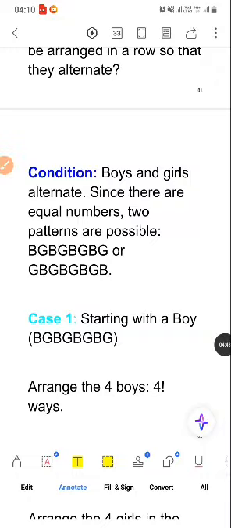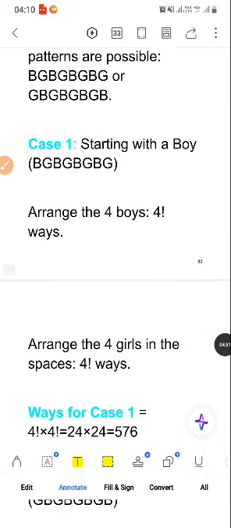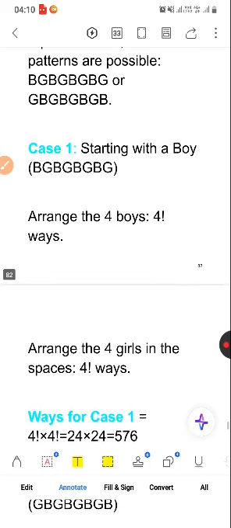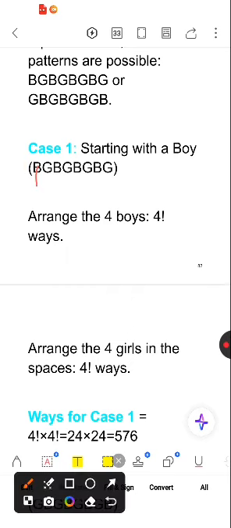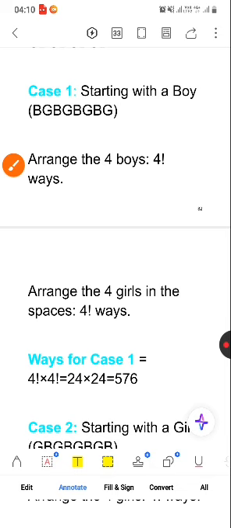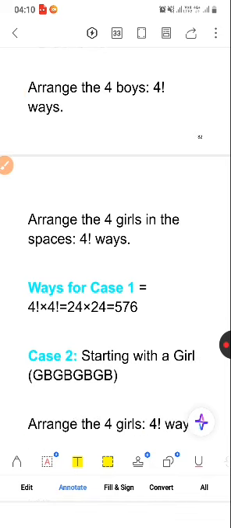Case 1, starting with a boy. If you start with a boy, there are 4 possible spaces that will be left. There's a boy here, and then a girl must come, a girl and then a boy. You take 4 factorial of the boys, and then also the spaces left: there are 4 spaces, and there are 4 girls to fill them, so you also take 4 factorial. Then you multiply the two because they are in a row.